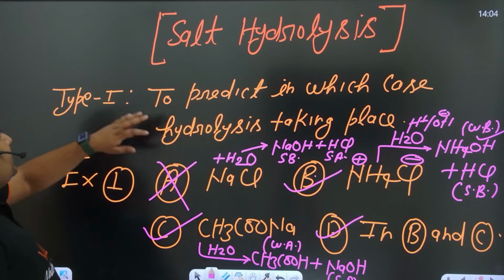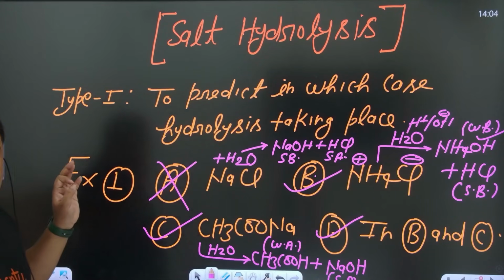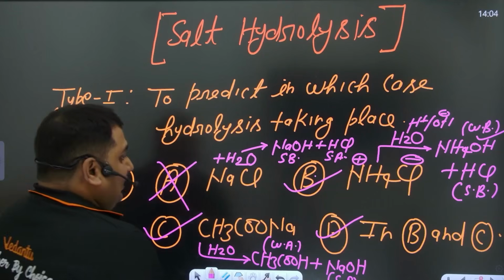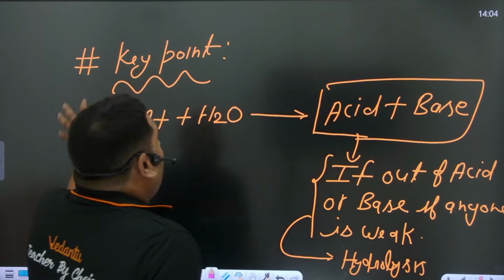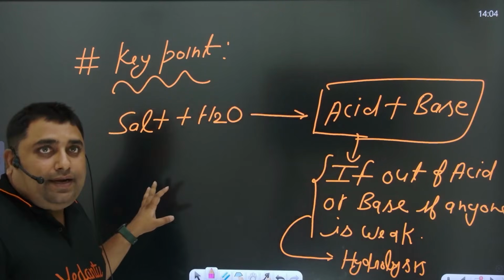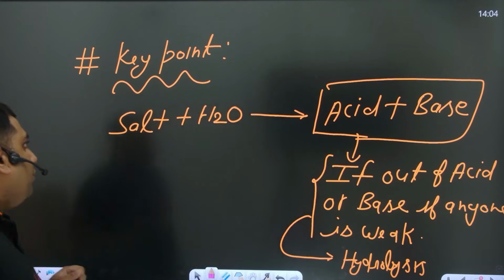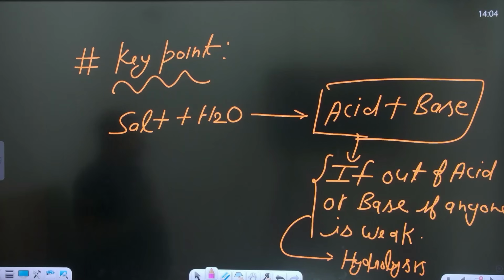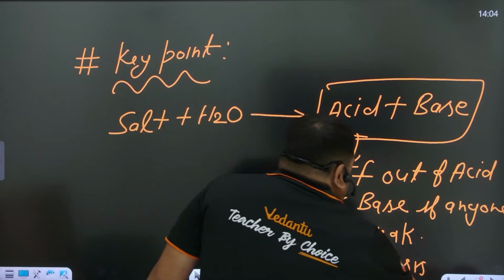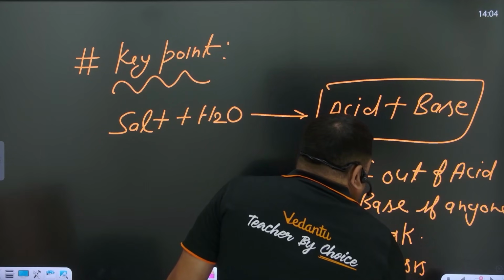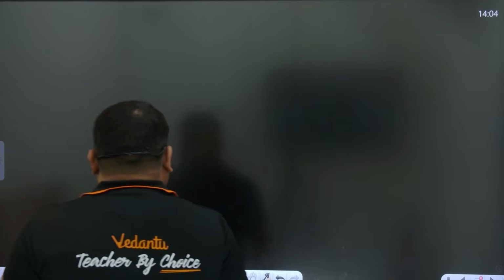So this type of question is solved with the help of simple conditions, with this simple key point, right? So now type 1 is clear to all. Now we have to move to type 2, right? Okay. Now we have to see type 2, beta. We have to see the type 2 question.